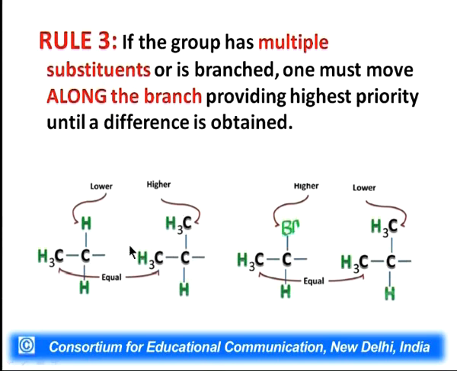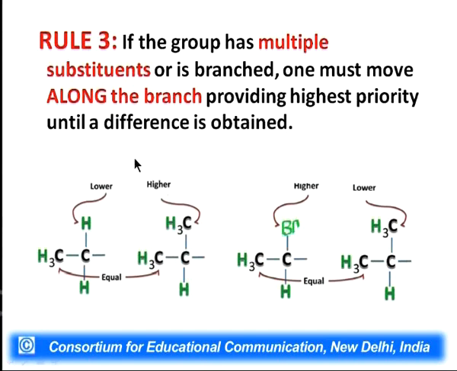Now if we compare these 2 groups, what we find here is that this carbon and this carbon have the same priority, that is 6 and 6. Hydrogen and hydrogen are the same. Now if I compare methyl with hydrogen, you are not comparing methyl with hydrogen here, we will compare carbon with hydrogen. So we say carbon has higher priority as compared to hydrogen. So this group will have higher priority, that is isopropyl will get higher priority.